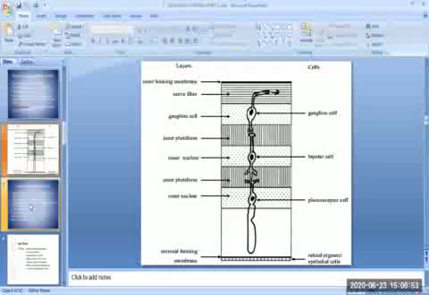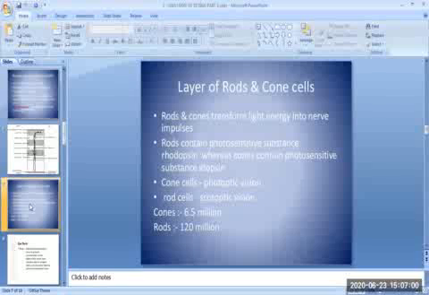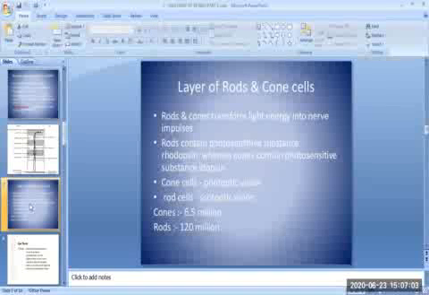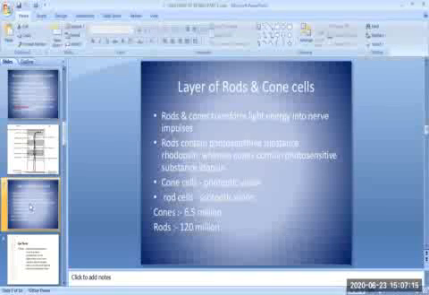That's the anatomy of retina. Then the second layer is the layer of rods and cones. Rods and cones transform light energy into nerve impulses. Rods contain the photosensitive substance rhodopsin, whereas the cones contain the photosensitive substance iodopsin. The cone cells are helpful in photopic vision and rod cells in scotopic vision. The cones are about 6.5 million and rods are about 120 million.